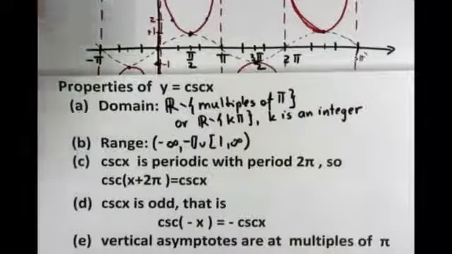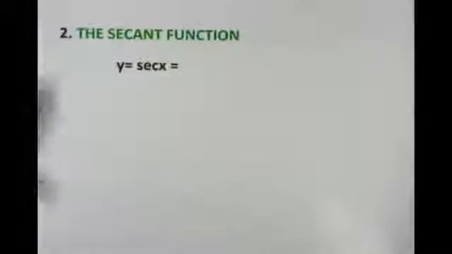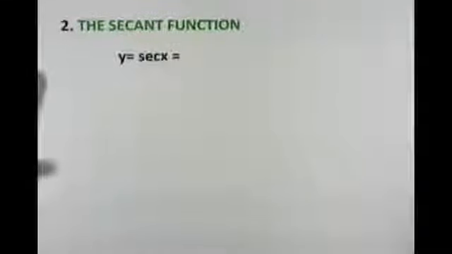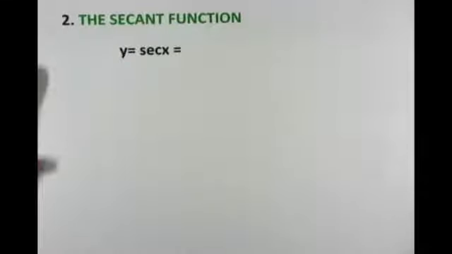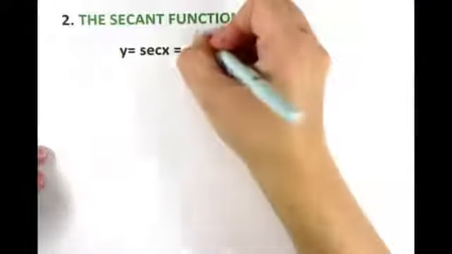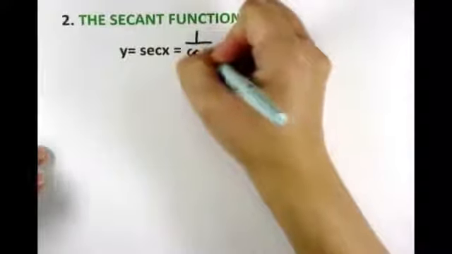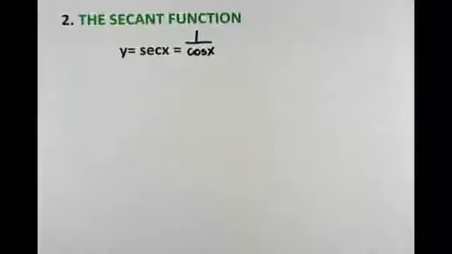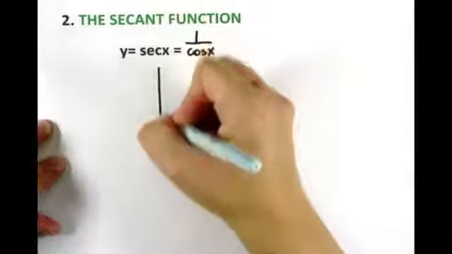In a similar way, we will construct the secant function. So we know that the secant function is 1 over cos. So first we draw the cos function using the dotted line.